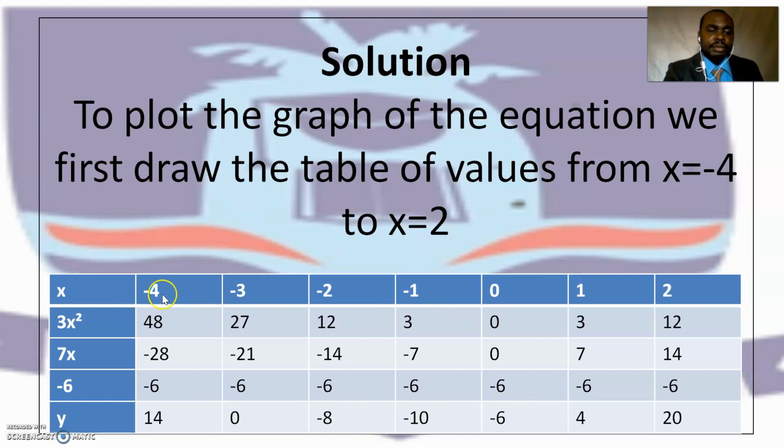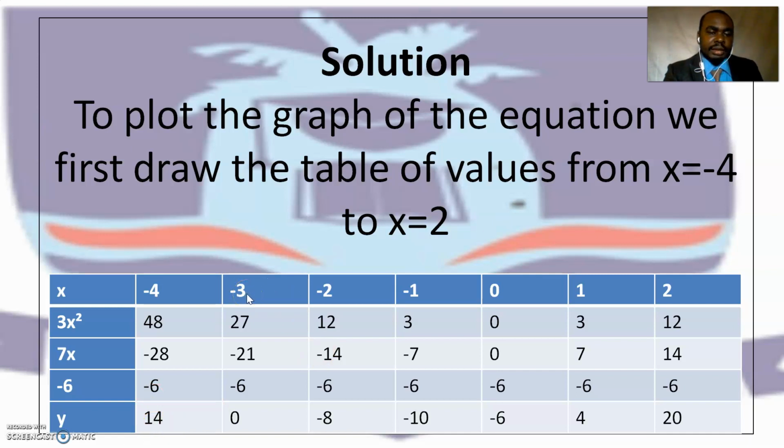Here you can see x equals from -4 to 2. We have the values of x: -4, -3, -2, -1, 0, 1, and 2, and the corresponding values of y at those points. When x is equal to -4, 3x squared is going to be 48. x squared in this case is going to be 16, 16 times 3, 48. 7 times -4 will give us -28, and then -6 is a constant. So 48 minus 28 minus 6 will give us 14.